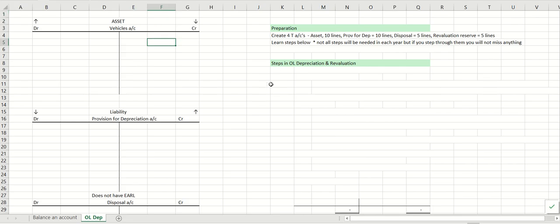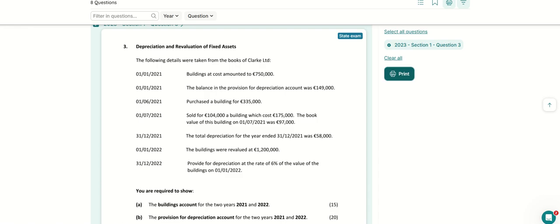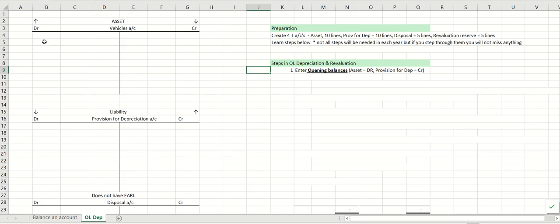So we're going to follow our steps now that we're going to use for doing every one of these ordinary level questions every single time. The first step, we're going to enter our opening balances. Those opening balances are given to us in the question. On the 1st of the first 21, the buildings are 750. It's going in on the debit side because it's an asset account.